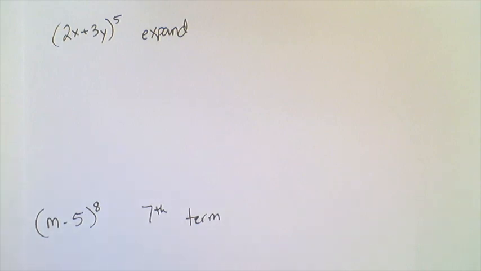So the first one, we have (2x + 3y) to the fifth, and we want to expand that. Okay, then the second one is (m - 5) to the eighth. And we don't want to expand that one, we just want the seventh term.